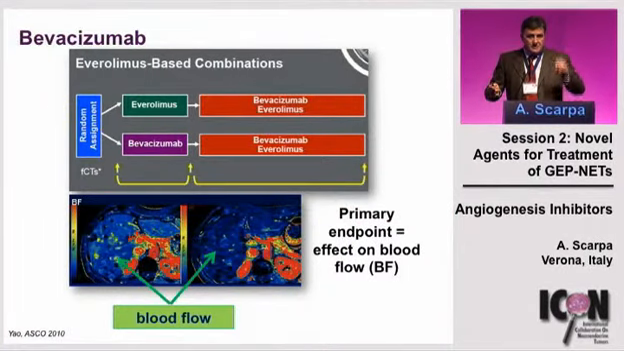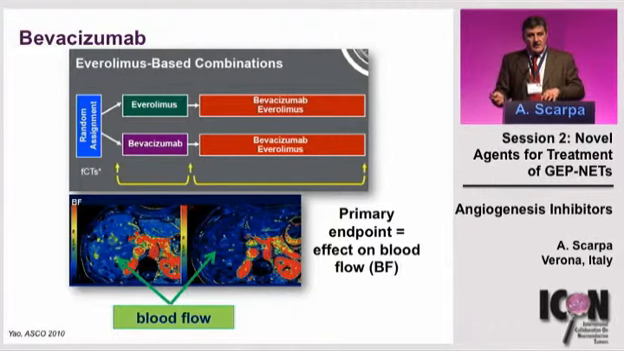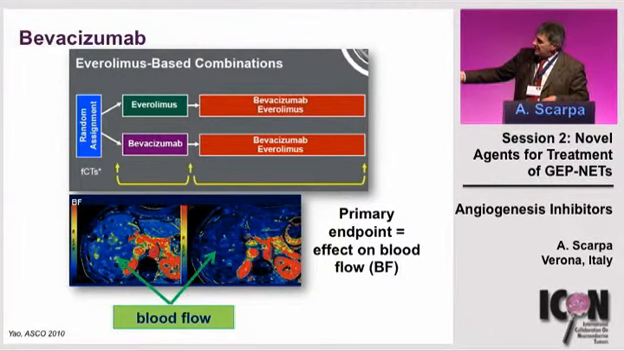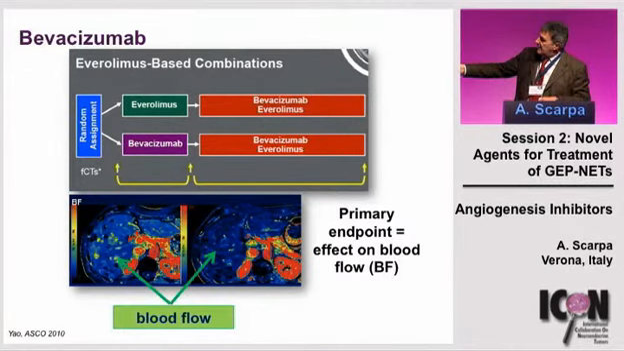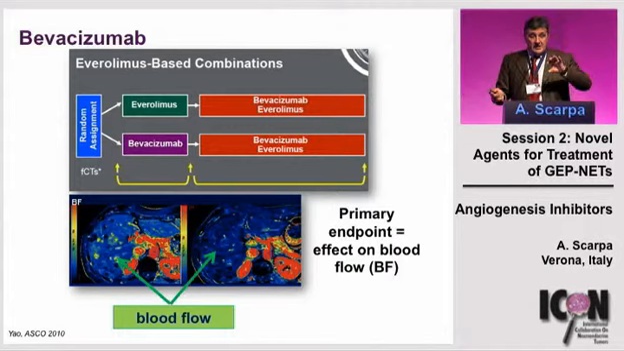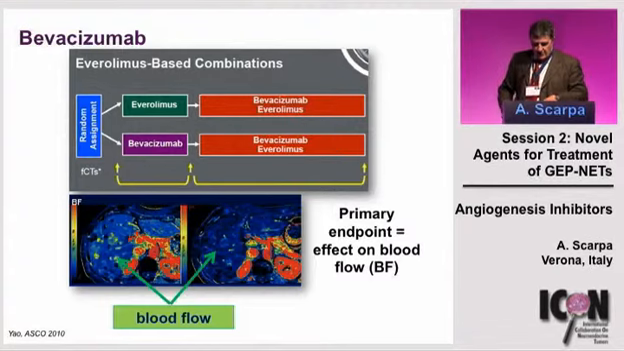So I will just point to a few studies. The first one is from Dr. Yao, actually, where the question was, may we use bevacizumab, the monoclonal antibody, and so close the tap of the blood, or first the everolimus that blocks the mTOR pathway. And then if we have to combine them, what is the sequence?